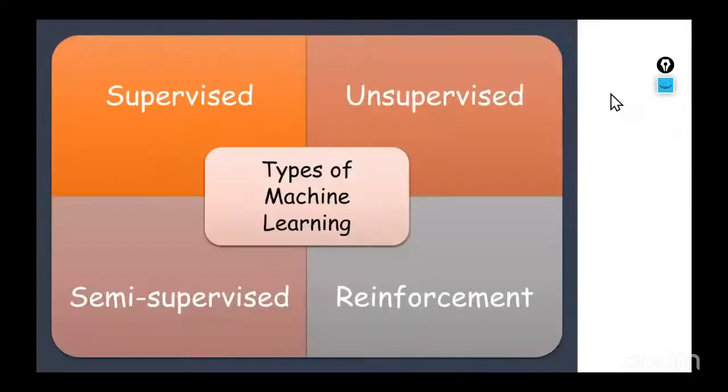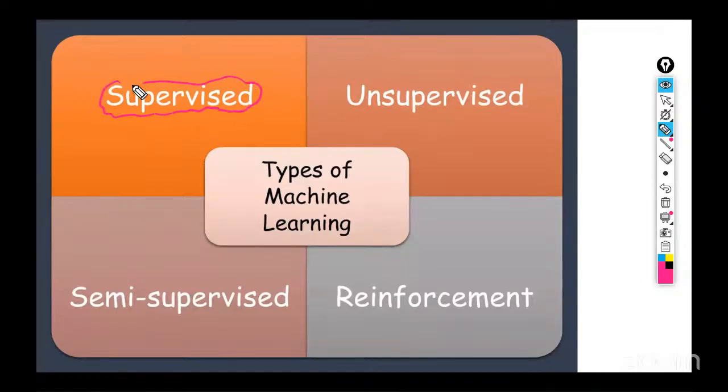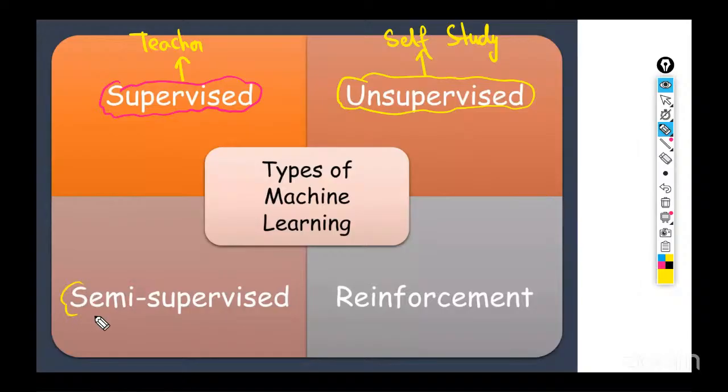Next, let's come back to our types of machine learning. So the first type of machine learning we have is supervised. In supervised, it means some teacher is there and they are helping you. Let's come to unsupervised. In unsupervised, you are basically doing self-study. Next, we have semi-supervised. In semi-supervised, one teacher is teaching you, plus you're doing self-study.